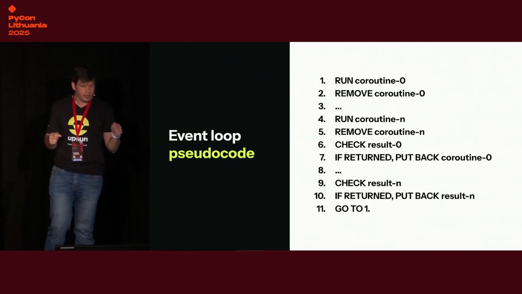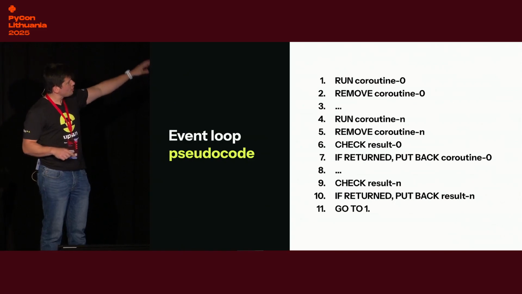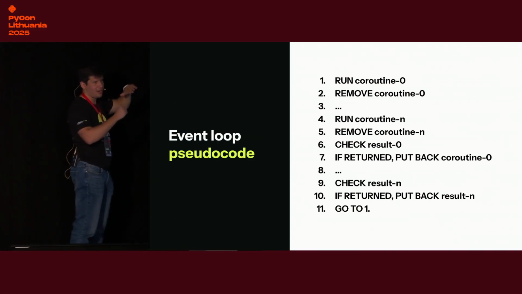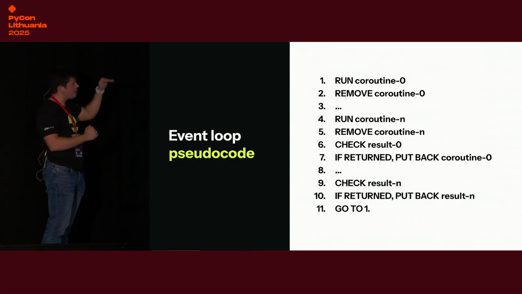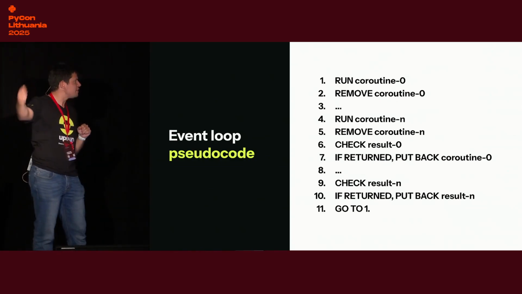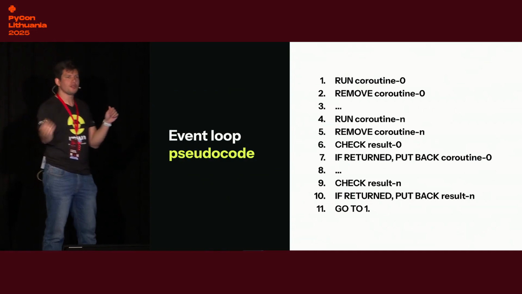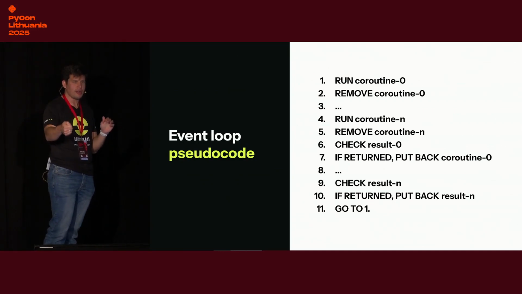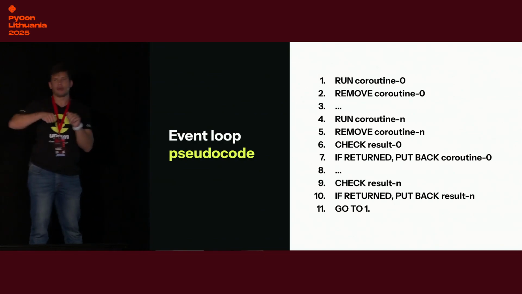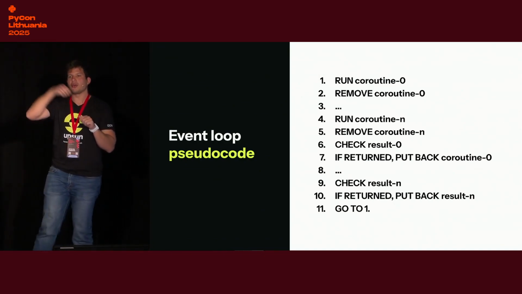And at some point, we are going to start checking. So as long as all the coroutines that we have in our list have paused running, then we're going to start checking results. So has the coroutine 0 received any results? If yes, put back coroutine 0 and then continue running until it finds something that it stops again. Then go to coroutine 1, do the same. Coroutine 2, do the same.